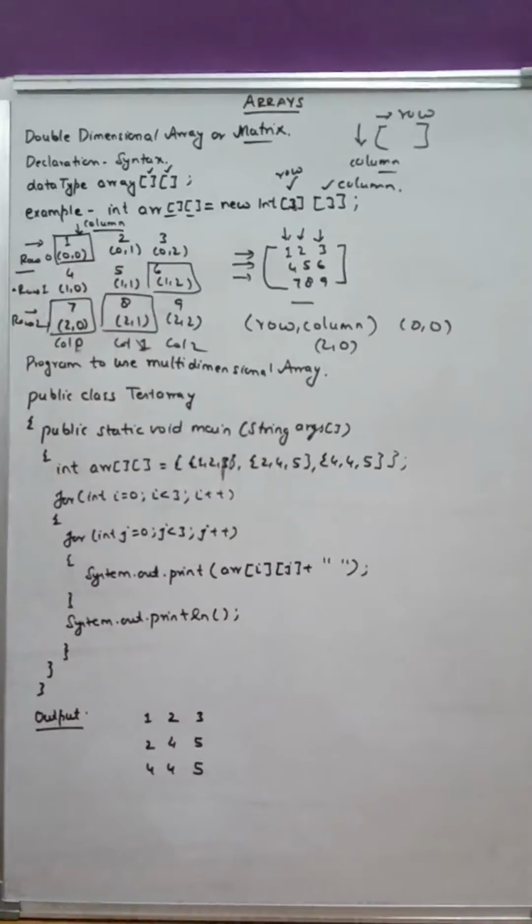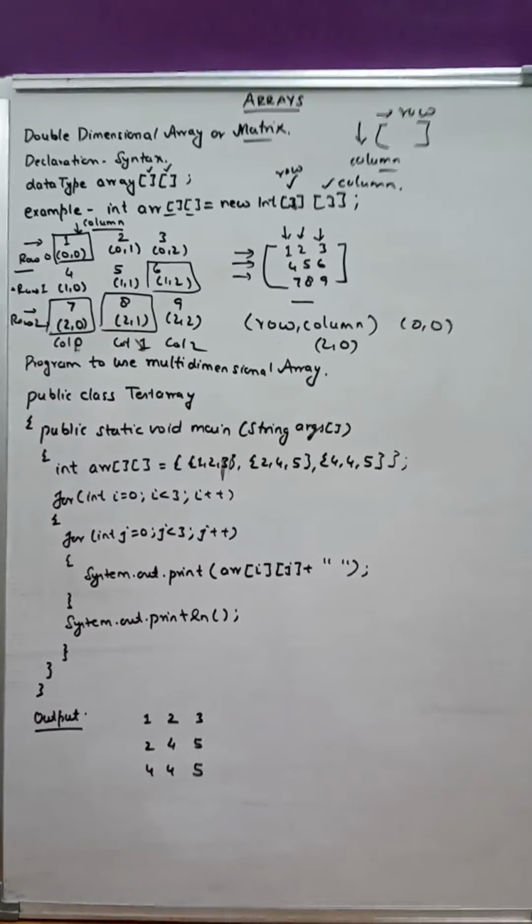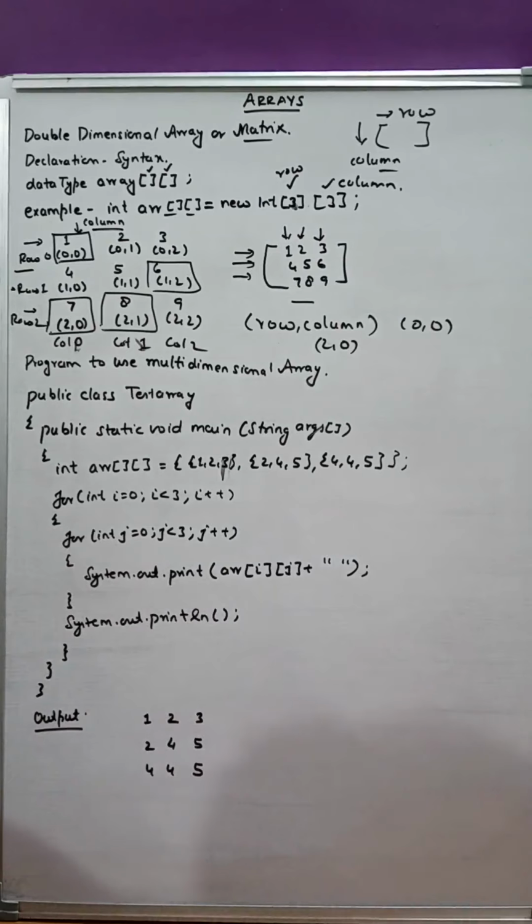So this is the multi-dimensional array. That means that to traverse the values in the multi-dimensional array, we have to use a combination of more than one loop so that the values can be traversed easily, right?